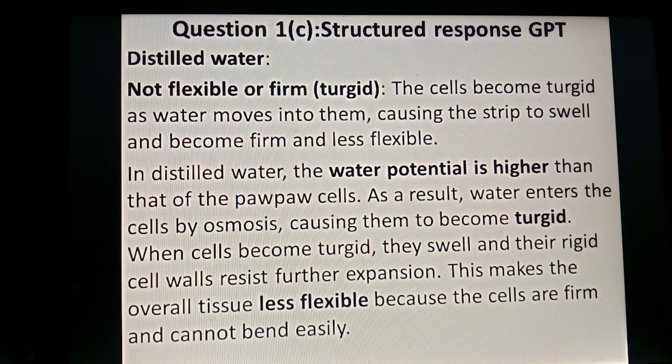A structured way of doing it is that the cells become turgid as water moves into them, causing the strip to swell and become firm and less flexible. In distilled water, the water potential is higher than that of the pulp cells. As a result, water enters the cells by osmosis, causing them to become turgid. When cells become turgid, they swell and their rigid cell walls resist further expansion. This makes the overall tissues less flexible because the cells are firm and cannot bend easily.